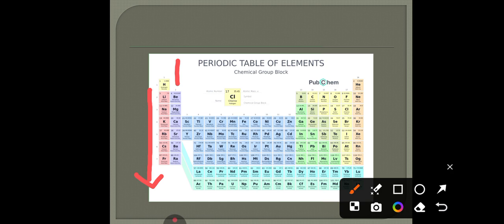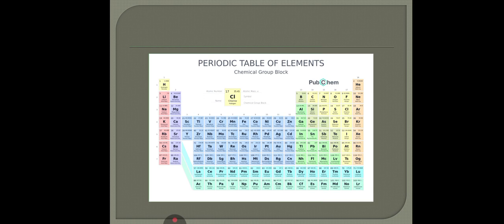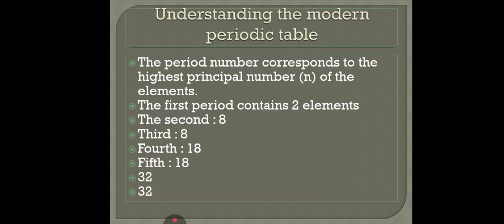Which states that properties are periodic function of the element. So as and when you arrange the elements periodically, they will have similarity in the properties. Now the elements are grouped, as I already told you, according to the similarities. But we should also know that the period number corresponds to the highest principal quantum number of the element.